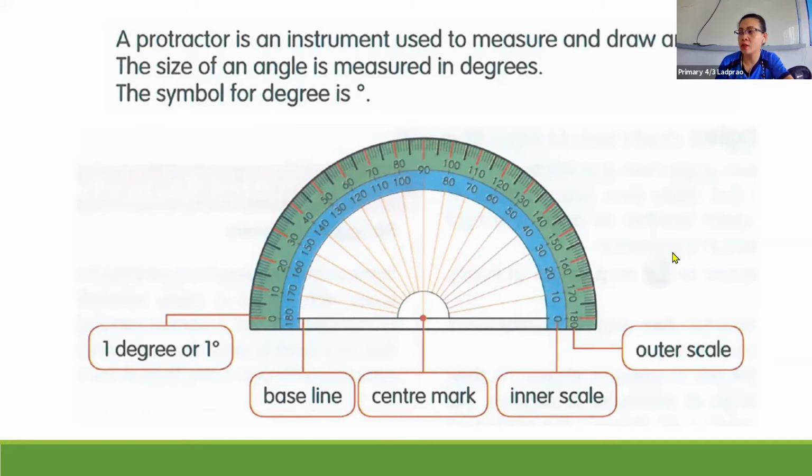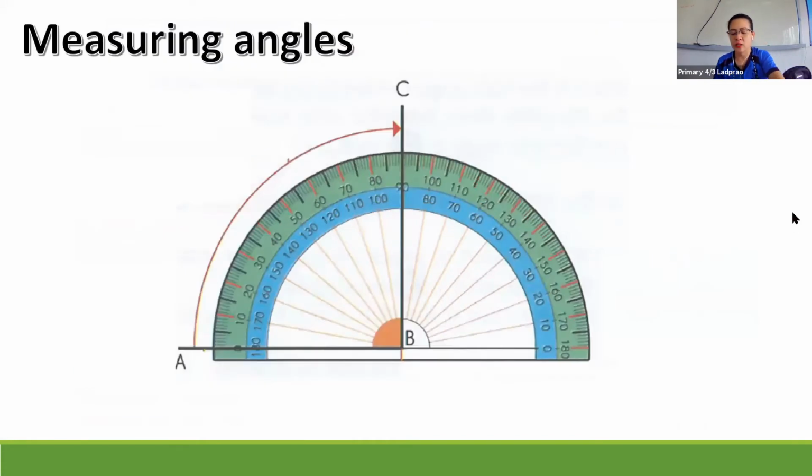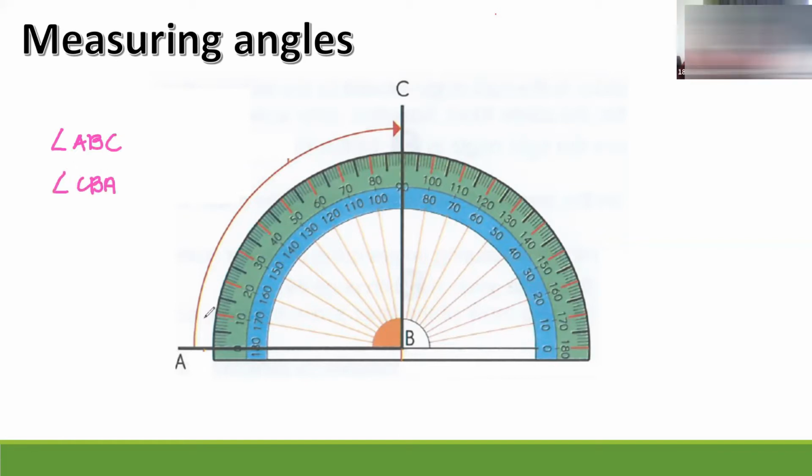Now, how are we going to measure the angles? Look at this. For example, what is the name of this angle? ABC. This is angle ABC, or angle CBA. So, what is our vertex? The vertex is at the middle point. The center mark. So, the vertex is this B, right?